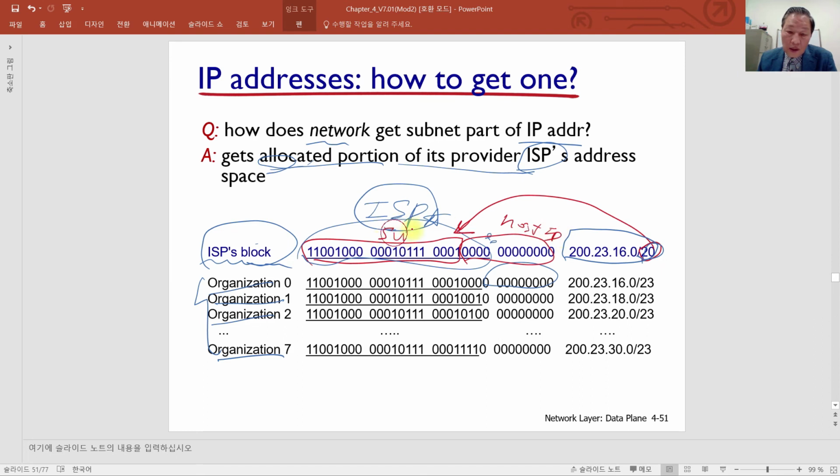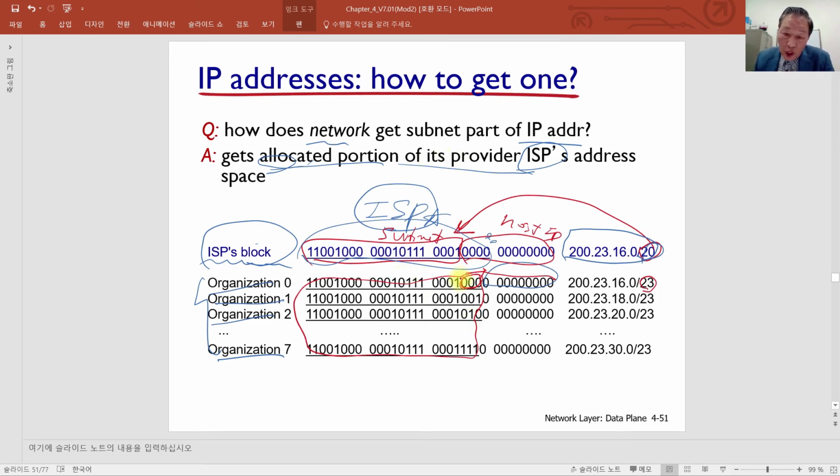This one is subnet. And among them, this one was originally host ID. Among host ID fields, these 3 bits are being used for subnet. Here, until here, that is being used for subnet. This one is called subnetting.